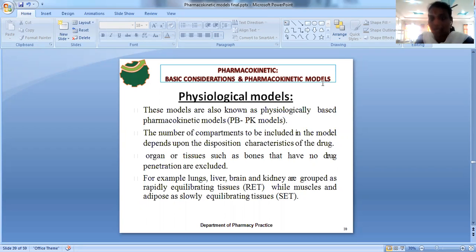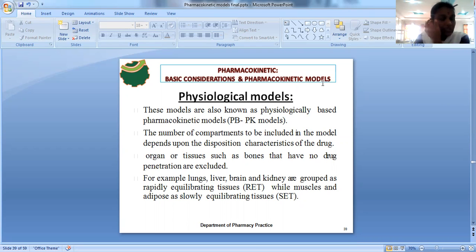The model independent approach is also said to be non-compartmental analysis. Under the model dependent approach, it will be classified into three types, that are the compartment model, physiological models and the distributed parameter models.